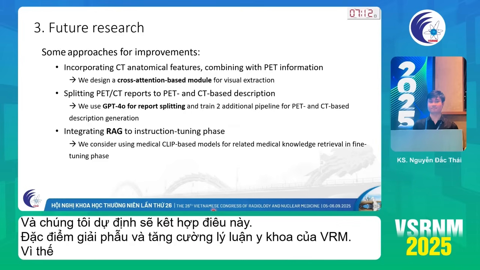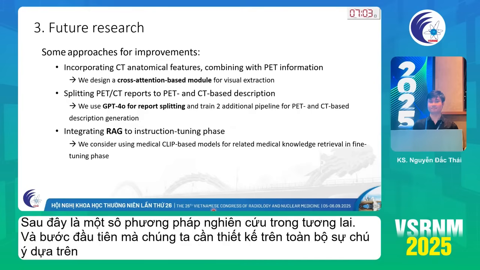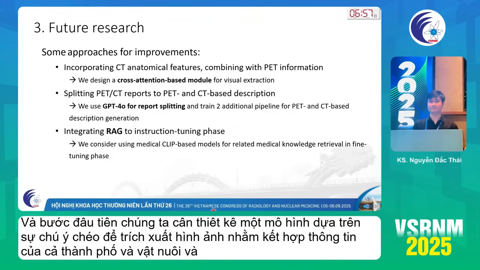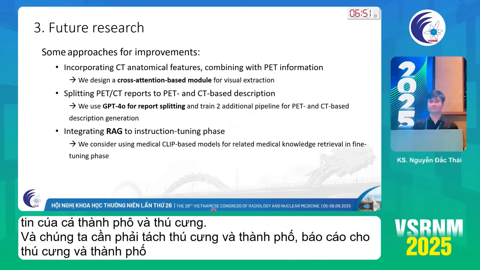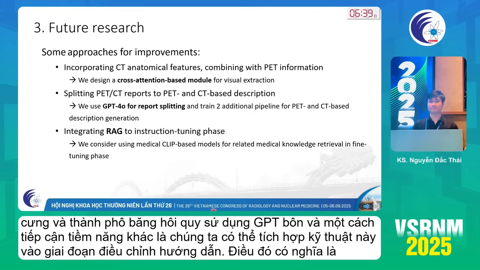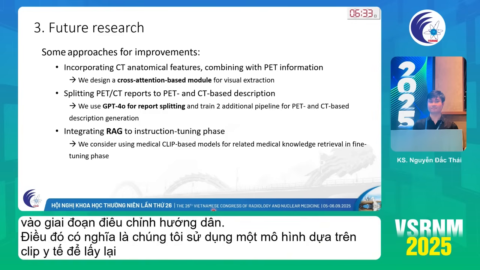So here are some future research approaches. The first is that we need to design a cross-attention-based module for visual extraction to fuse the information of both CT and PET. And we need to split the PET and CT report into PET and CT-based descriptions using GPT-4o. And another potential approach is that we can integrate the RAG technique into the instruction tuning phase. That means we will use a medical CLIP-based model to retrieve the related medical knowledge during the fine-tuning phase.